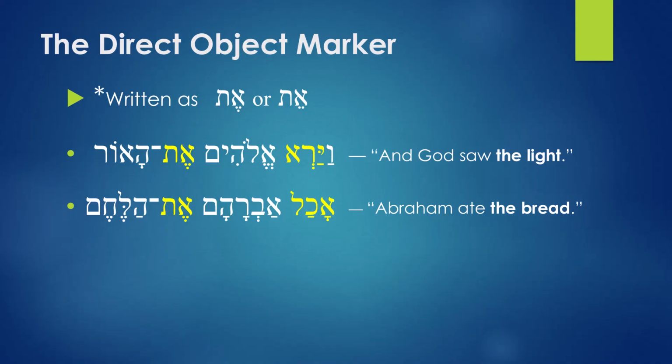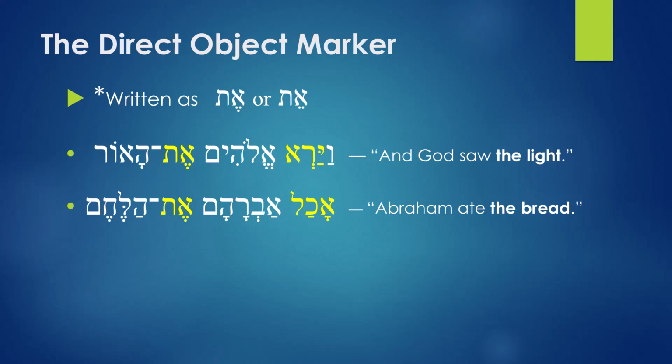Number two, names are always definite. Remember, names are always definite. Names are proper nouns and proper nouns are definite. And number three, remember, it always points to the direct object of the sentence. Therefore, it's always placed immediately before the direct object. So when you see et, the next word is the direct object in the sentence. Those things are very important. Let's look at the examples.